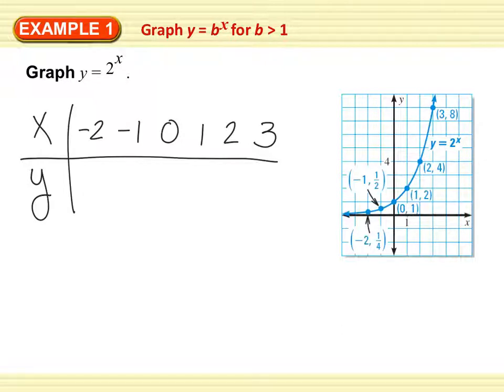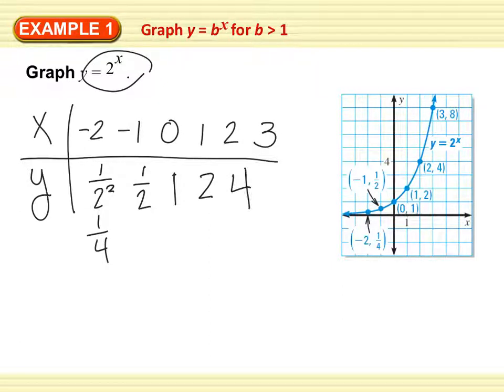I just picked values. I picked small ones. This is an easy one because we're 2 to the x. If I plug in -2 for x, that means it's going to be 1 over 2 squared, which is 1 over 4. -1 would give me 1 over 2. Anything raised to the 0 power is 1. That's a rule we learned a long time ago. 2 raised to the first power is 2. 2 raised to the second power is 4. 2 raised to the third power is 8.